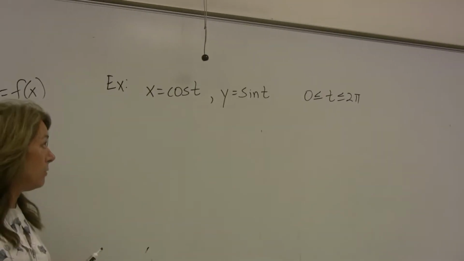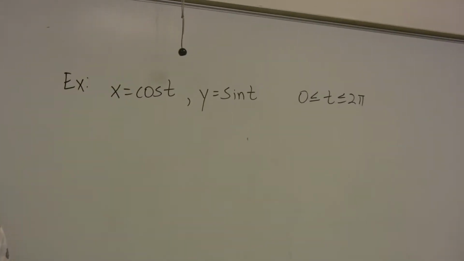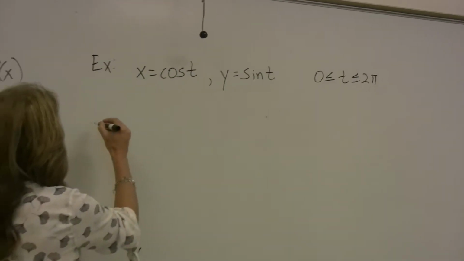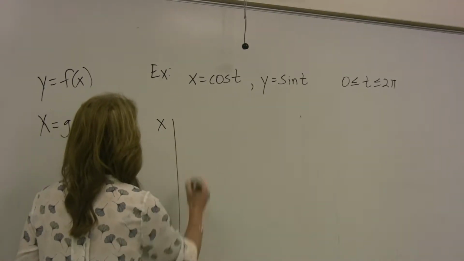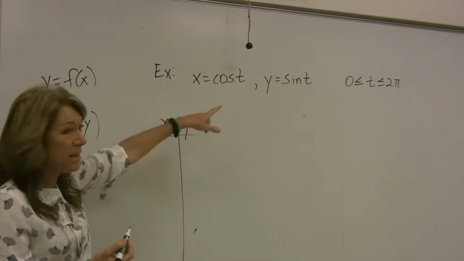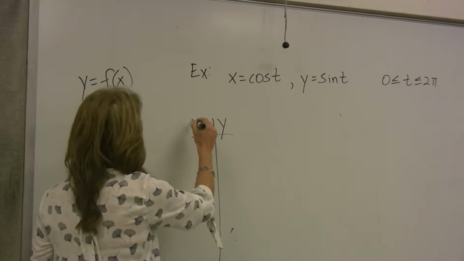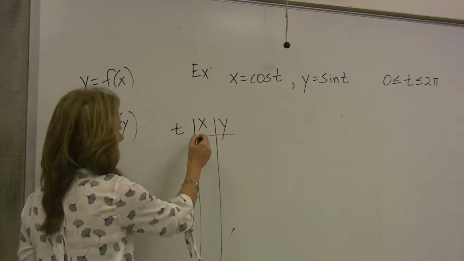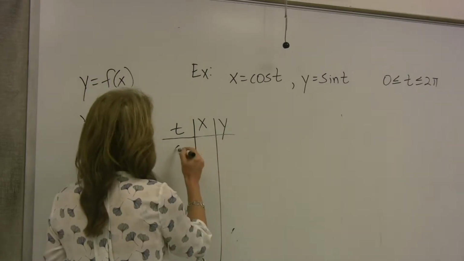Some of you may already know. Don't tell me if you do. The idea is I'm just going to plot some points. In the old days, we just made x, y pairs, right? We plotted points. But because I have this other parameter of t, I have to include that as well. So let's just start with t equals 0.